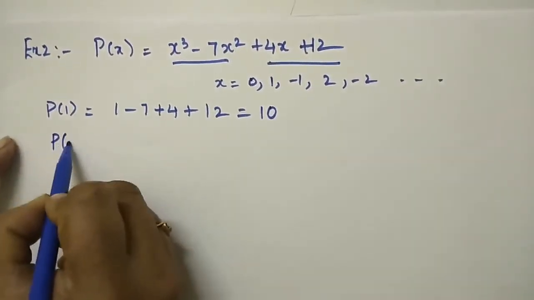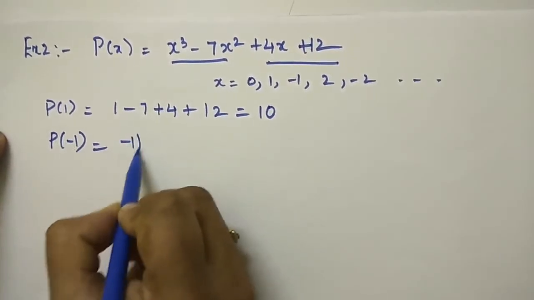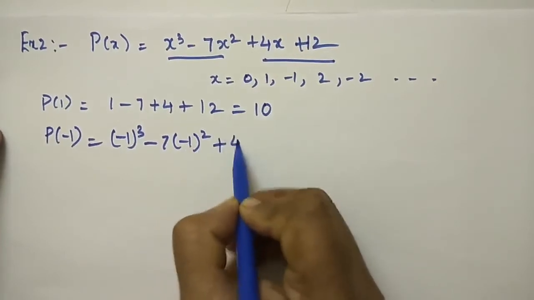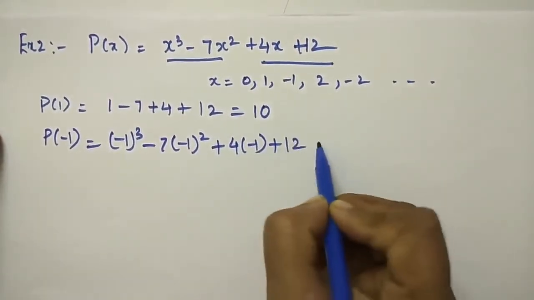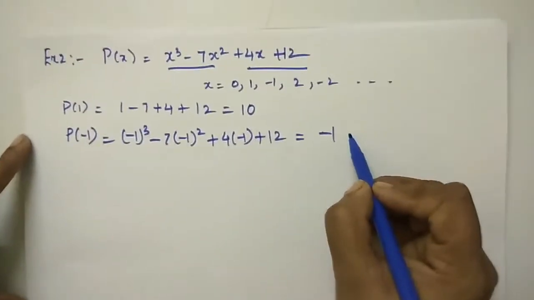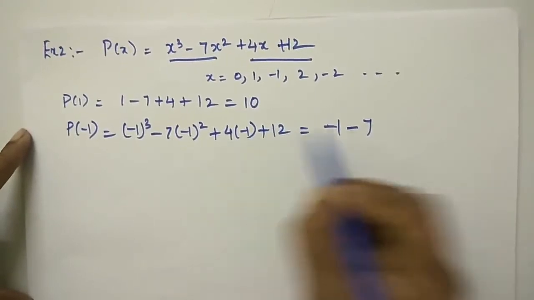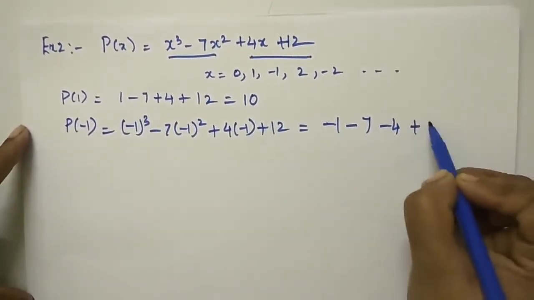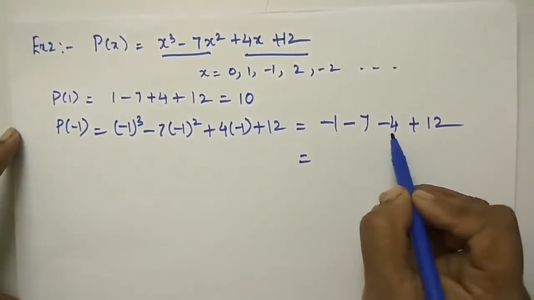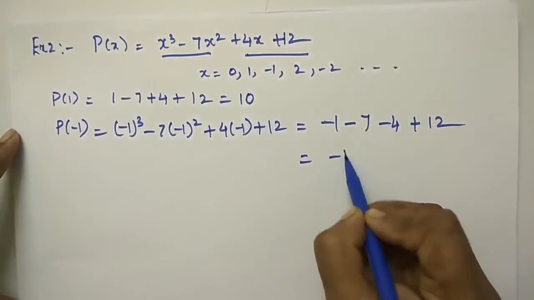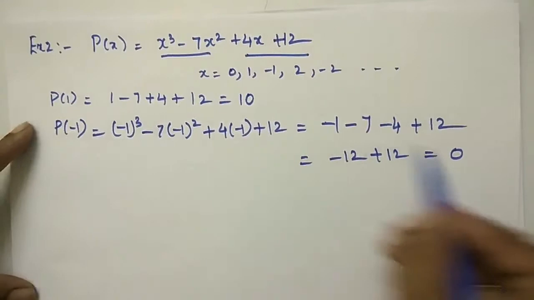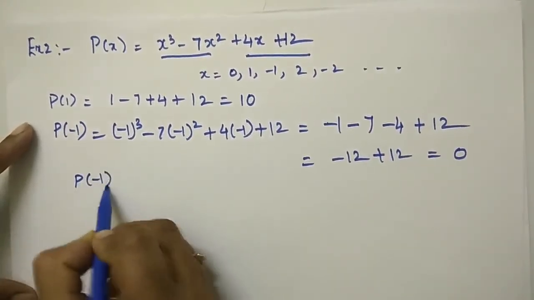Now let us take p of minus 1. It becomes minus 1 whole cube minus 7 of minus 1 whole square plus 4 into minus 1 plus 12. This is equal to minus 1. Minus 1 whole square becomes plus 1. So this will be minus 7. This becomes minus 4 plus 12. Is it not? This is equal to minus 1, 7, minus 4. If you count all these numbers, it becomes minus 12 plus 12. This is equal to 0. So we got p of minus 1 equal to 0.